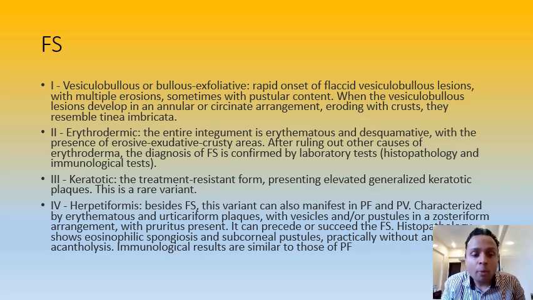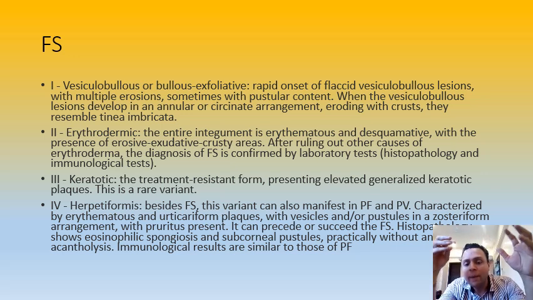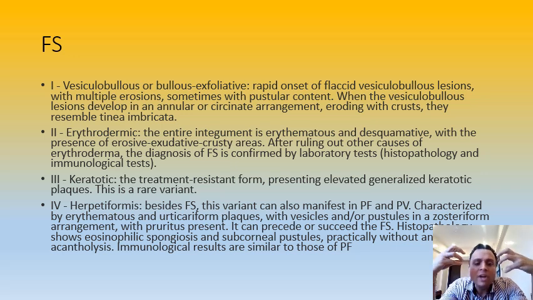So one is the vesiculobullous variety, that is a bullous exfoliative one. Rapid onset of flaccid vesiculobullous lesions with multiple erosions, sometimes with pustular content. When the vesiculobullous lesions develop in an annular, circinate fashion, they can erode with a crust. They can even resemble tinea imbricata. Erythrodermic: the entire integument is erythematous, the skin becomes red, desquamative, with the presence of erosive, exudative, crusty areas.